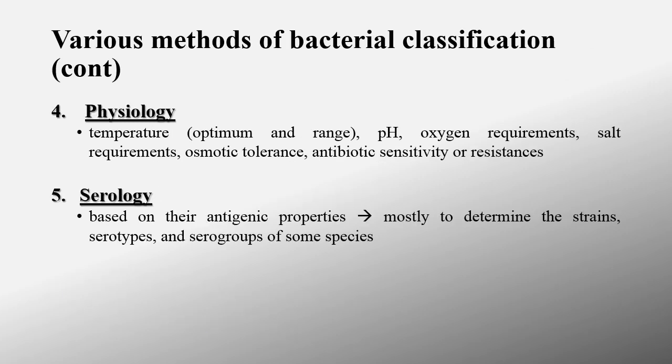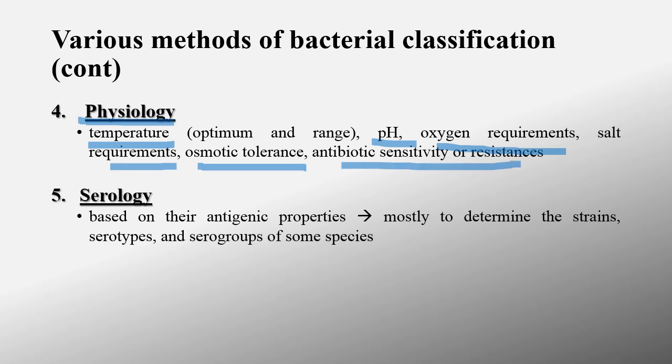The fourth way of bacterial classification involves physiology. This is, for instance, based on the optimal temperature and pH for bacteria to grow. It can also be done via oxygen requirement, whether they need oxygen or not. It can also be done by whether they need salt or not, or whether there is any specification on osmotic tolerance. And apart from that, it can also be done via sensitivity to a particular antibiotic.